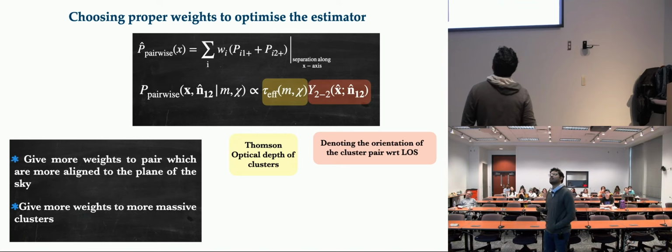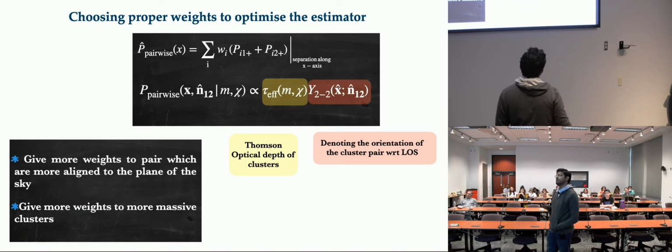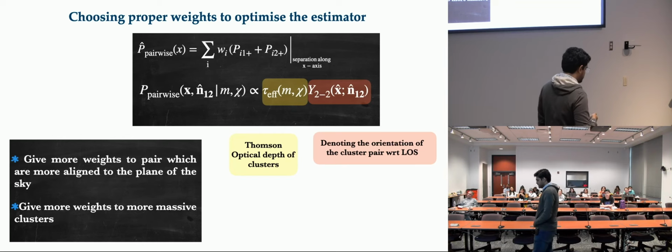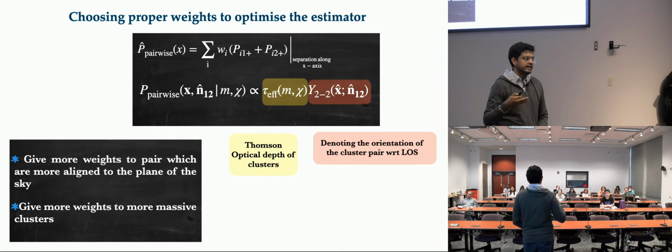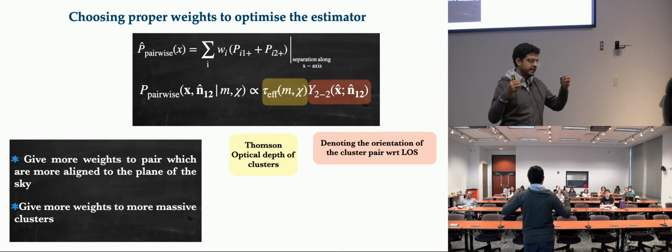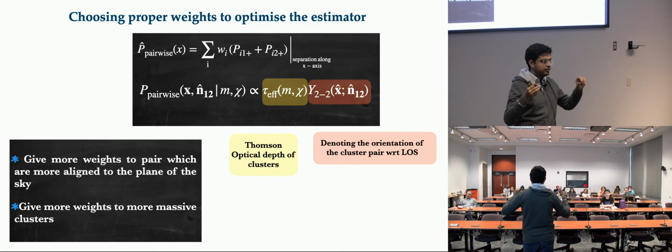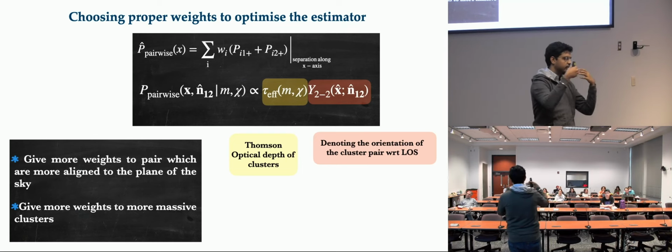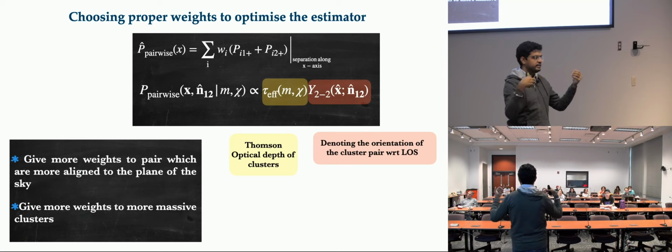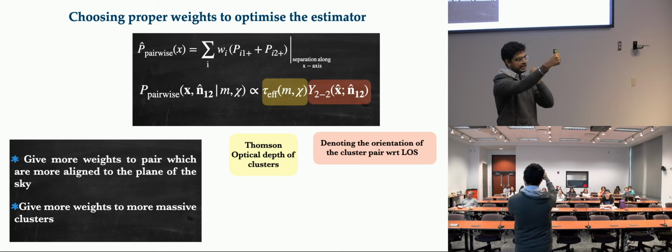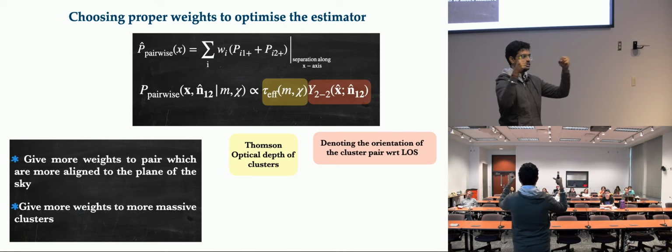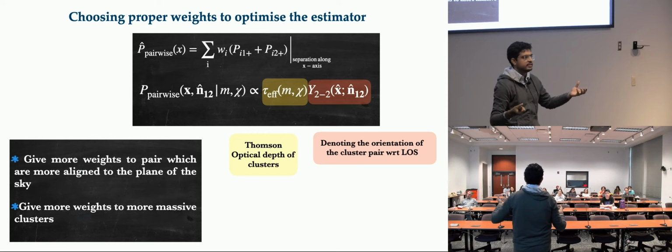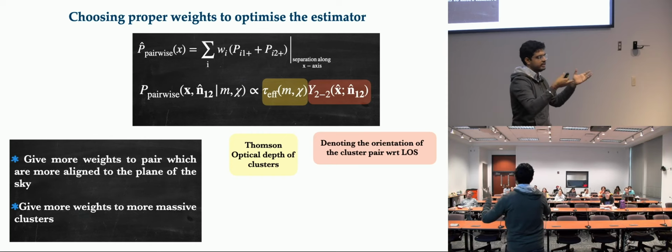So let's talk about how you weight your estimator properly to get an optimal estimator. In the normal kSZ, when you take the normal pairwise kSZ, you need to weight the pairs which are more aligned towards your line of sight because it is dependent on the radial velocity. But in this case, what you can show is that the pairs which are more transverse to your line of sight, on the plane of the sky, give you a better signal. So you have to weight those pairs more than the other pairs.